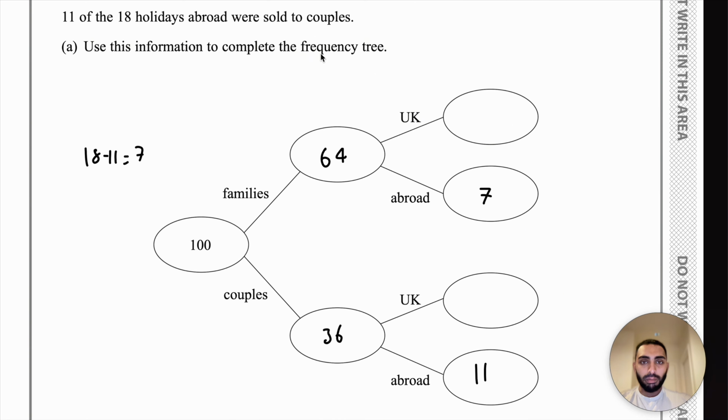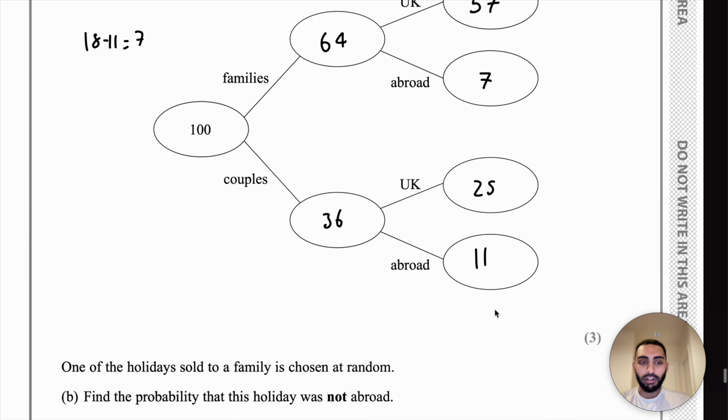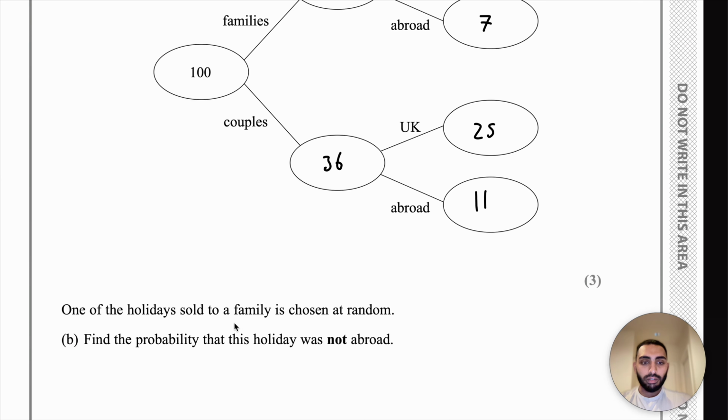Use this information to complete the frequency tree. So we've already filled in most of it, we just need to find this number. This and this would give me this, so 64 take away 7 would be 57, and 36 take away 11 would be 25. One of the holidays sold to family is chosen at random. Find the probability that this holiday was not abroad.